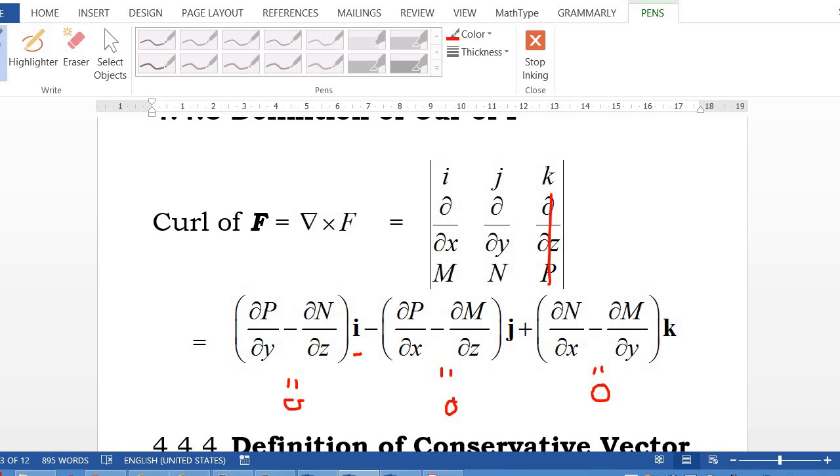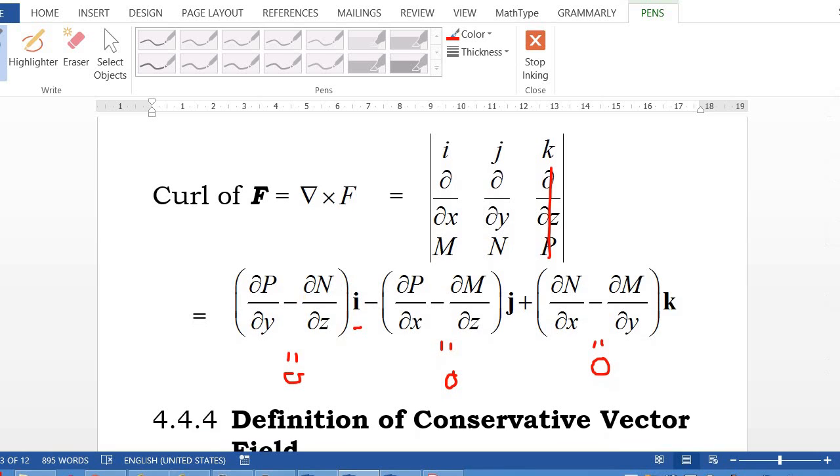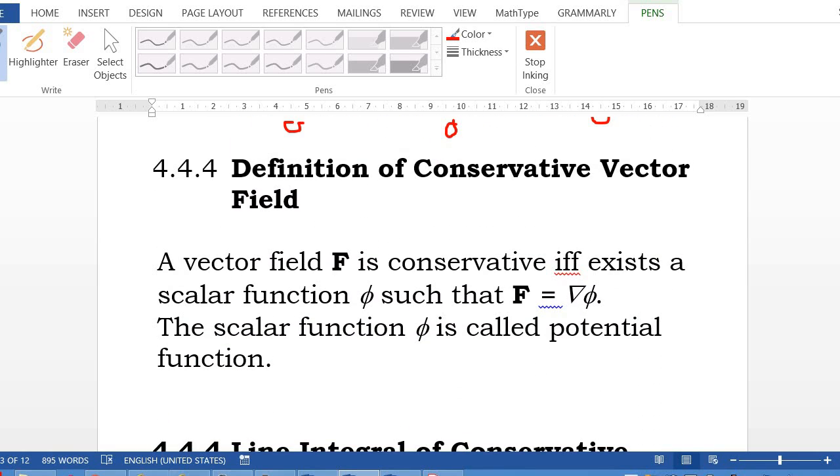If F is conservative, then curl of F equal to 0. Hence, the component i will be equal to 0, component j is 0, component k is 0. Hence, you should get a 0 vector. Then what is a conservative vector field? Vector field F is conservative if and only if there exists a scalar function phi such that F equal to del phi. This scalar function phi is called the potential function.